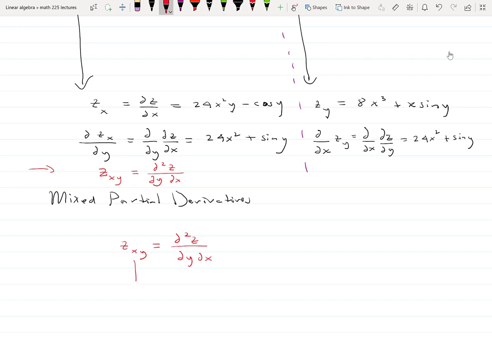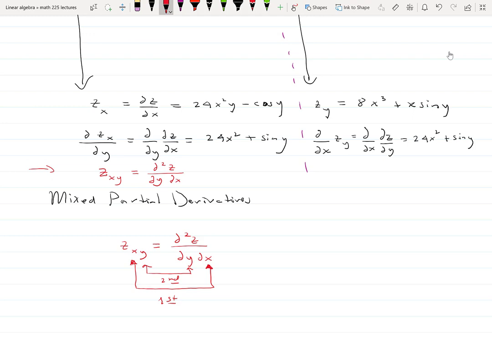So with the subscript notation, what you see is what you get. z sub xy means first with respect to x, then with respect to y. But if you use the partial notation, you have to read the denominators backwards. So z_xy means first with respect to x, then with respect to y. But partial squared z over partial y partial x, you read it backwards. It's partial squared z over partial x read first, then with respect to y, partial y.